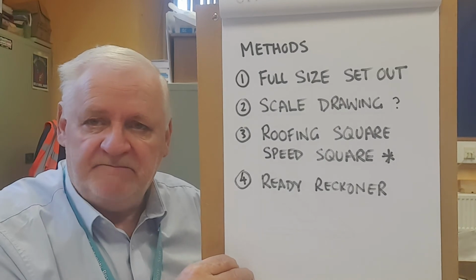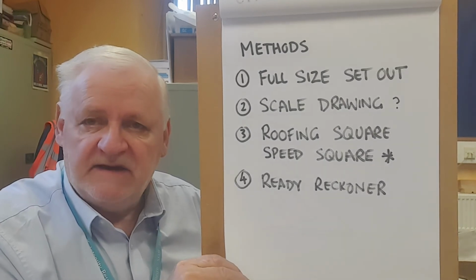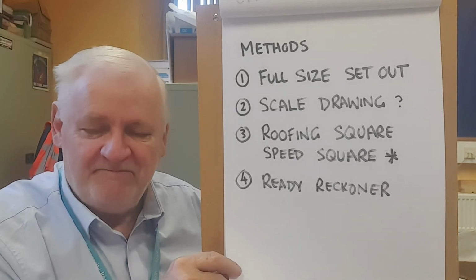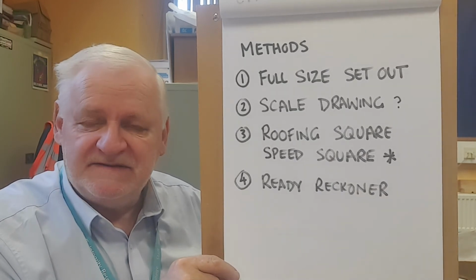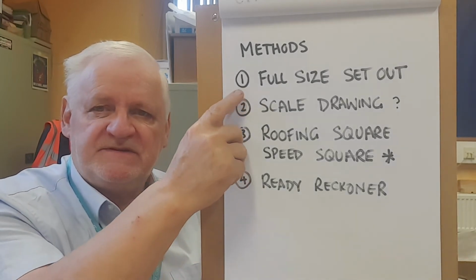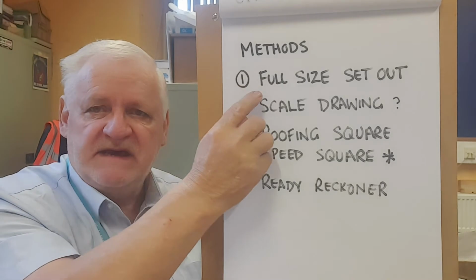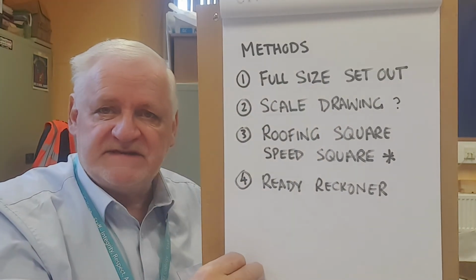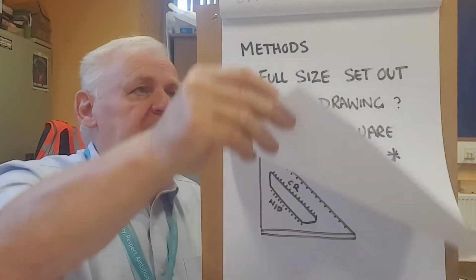So you can put in the run or you can put in the rise, and it'll give you everything that you need to know. However, if your phone dies, then you're stuck to build the roof. So it's always good to be able to do it in the simpler methods. And in fact, I always do a roof in the full size set out mode.